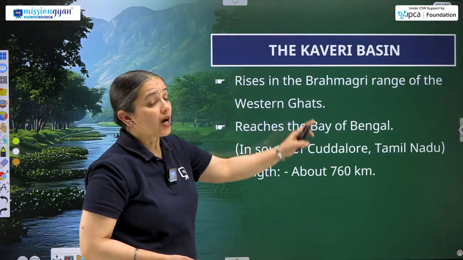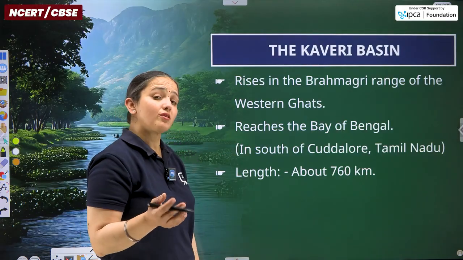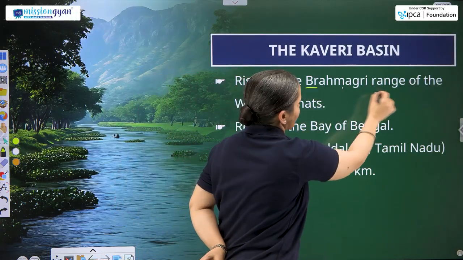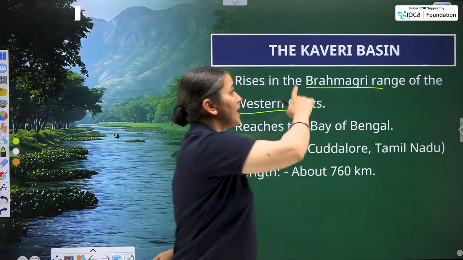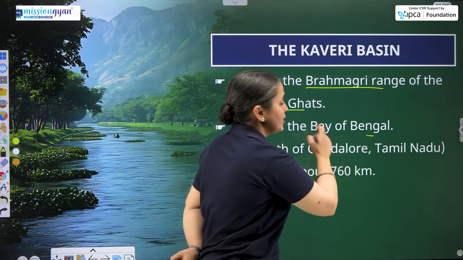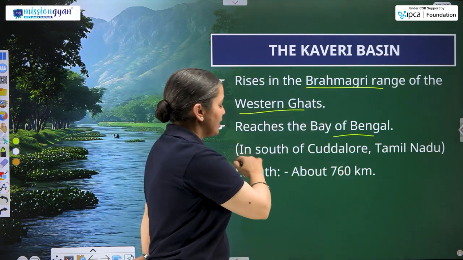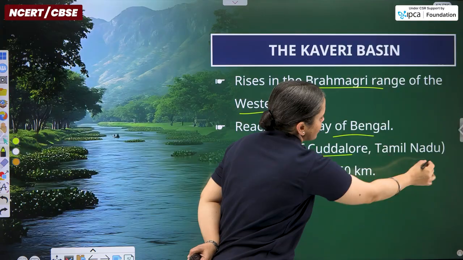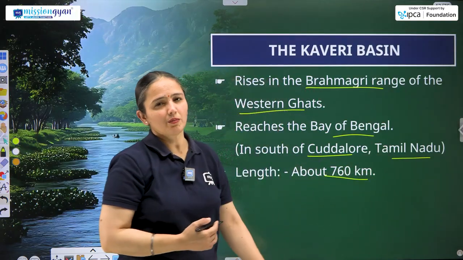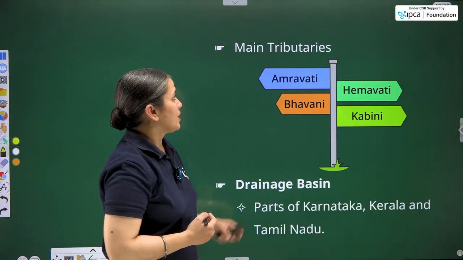Coming ahead, the Kaveri basin, almost the last one remaining. Let's see. It rises in the Brahmagiri range of the Western Ghats. Again, the origin is in the Western Ghats. It reaches the Bay of Bengal with an eastward flow, south of Kudalur in Tamil Nadu, and its entire length is just about 760 kilometers. So not that long one.